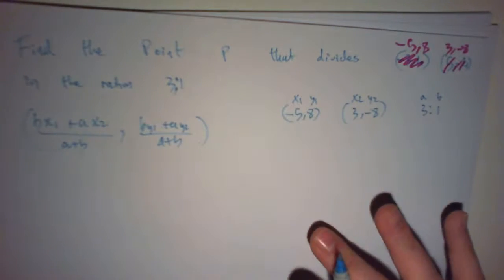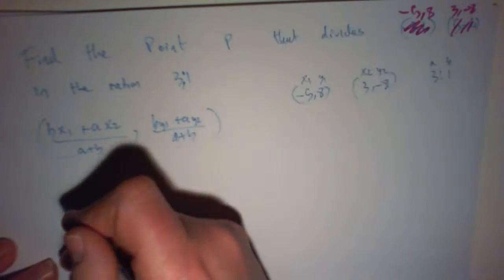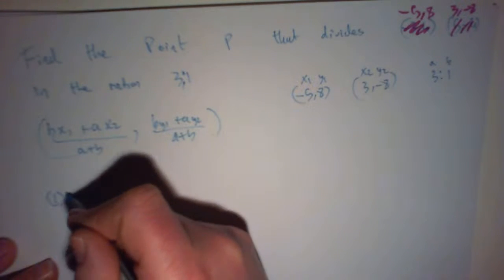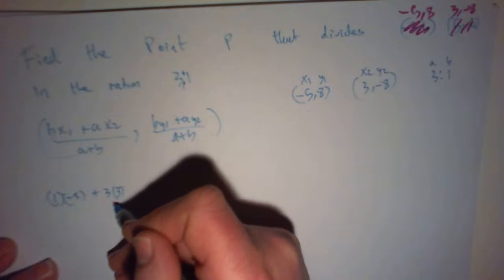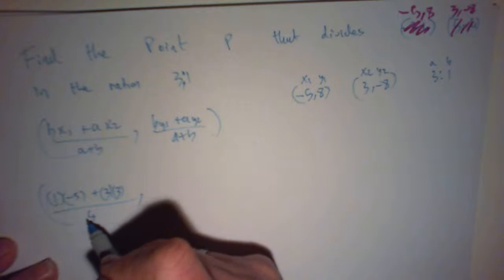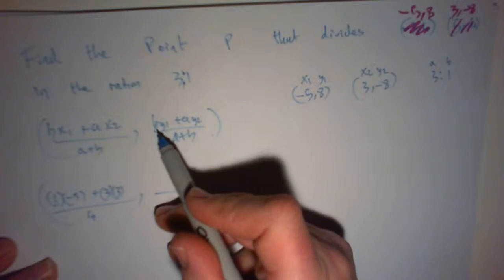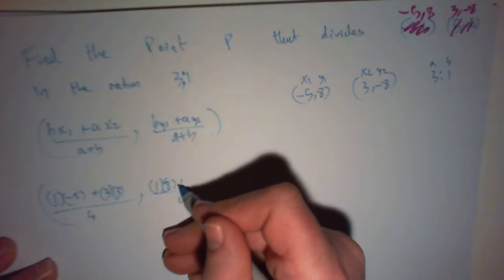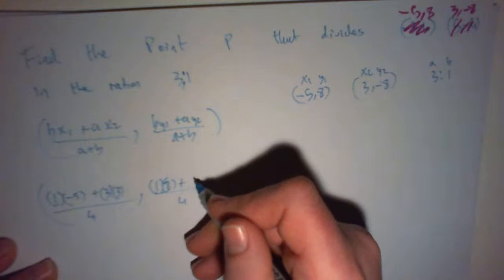Okay, so let's do it very quickly. B is 1. It's going to make it easier. So that's 1 times minus 5 plus 3 times 3 over 4. I'm skipping a line here. That should be A plus B, but we know it's 4. And the same here, that's going to be 4. And we've got 1 times 8 plus 3 times minus 8.